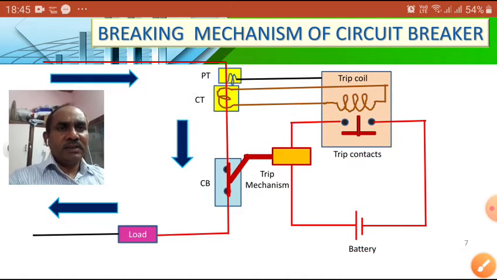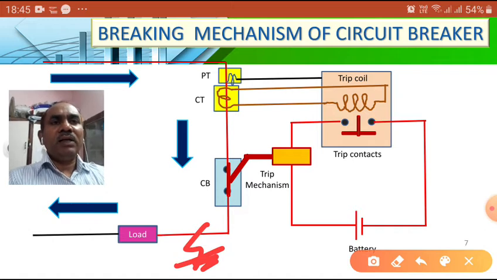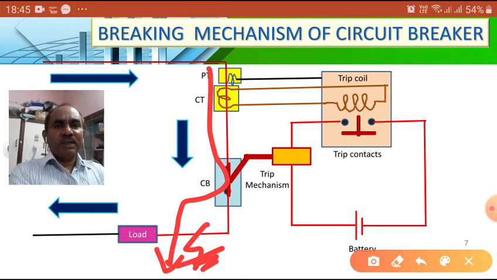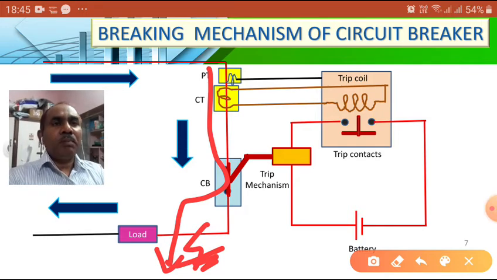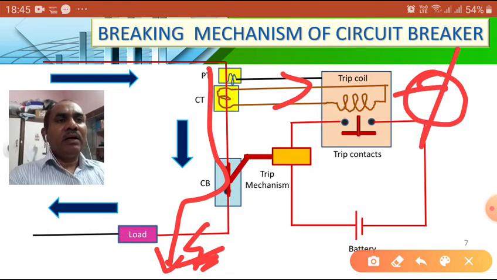Now the second case: if I create a fault here, an earth fault, then what is happening? The current feeding the fault is enormous compared to the previous value. Previously, let us assume it was 50 amperes. Now the current has increased to 500 amperes. This increased short circuit current flows proportionately through the CT, and the CT develops a high magnetic flux that will try to pull these trip contacts upwards.